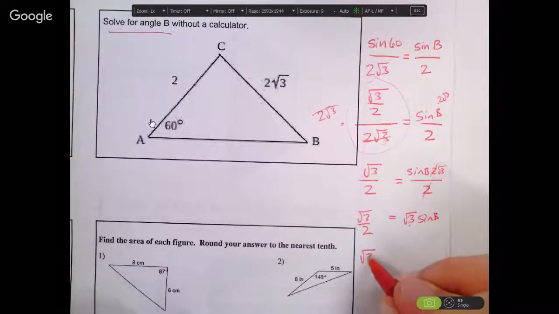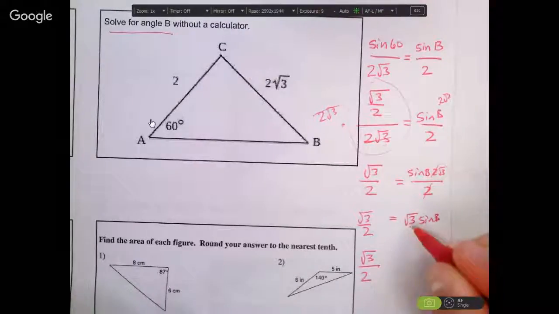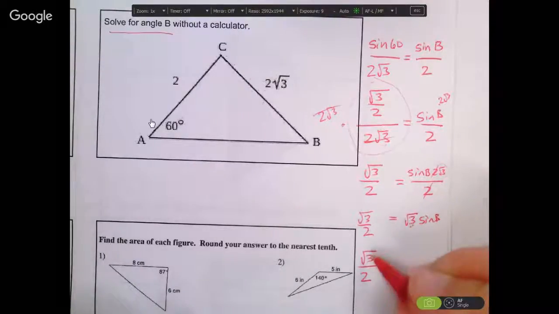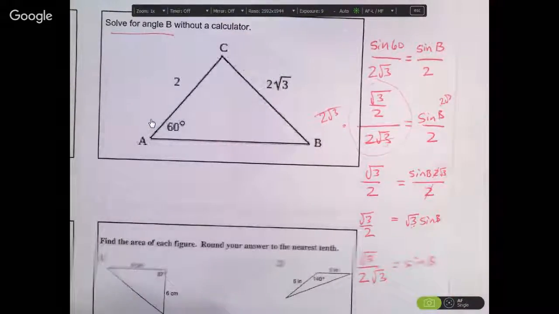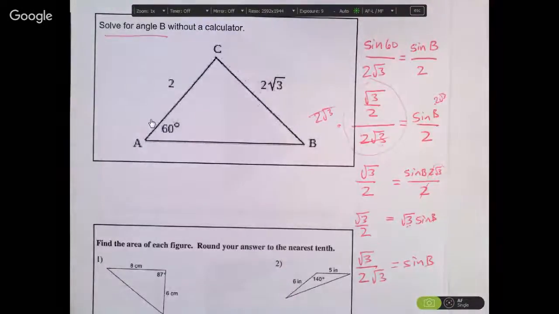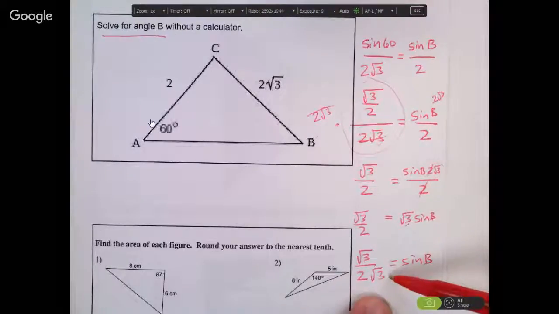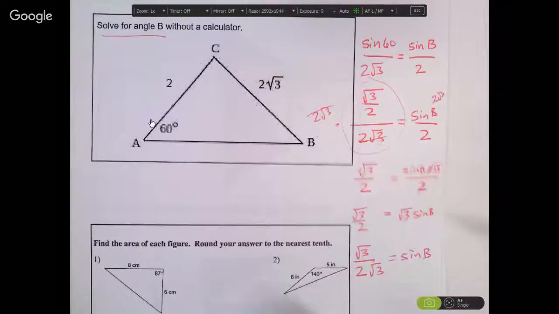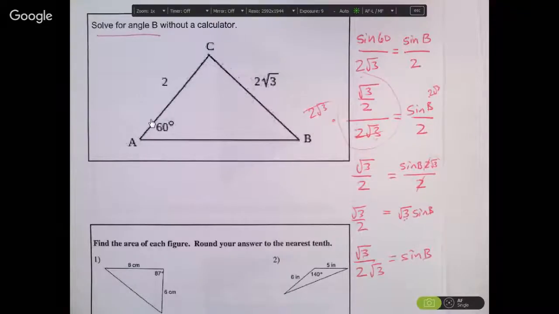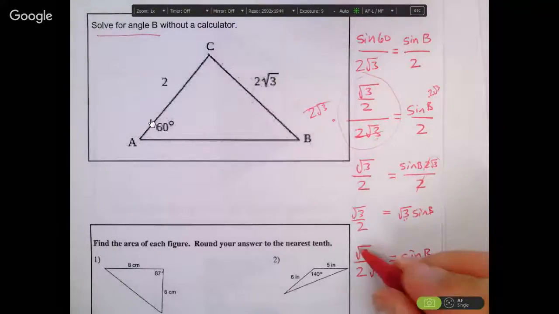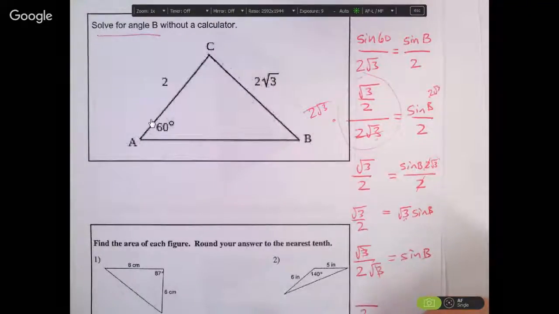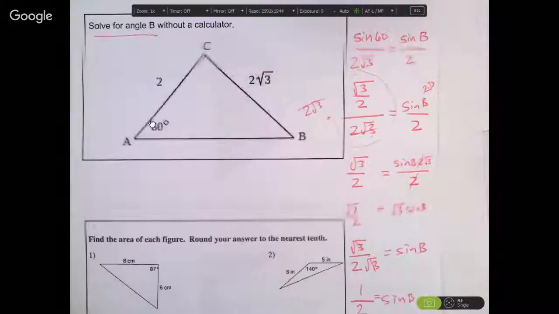Now watch what happens. If I divide by this, where is divide in this? The bottom. I just throw it down here in the bottom. Why do you not have another fraction bar? Because they already have one. This means divide. If I also divide by radical 3, this cancels. Be careful, the 2 is in the bottom. So it's 1/2. So sine of B equals 1/2.